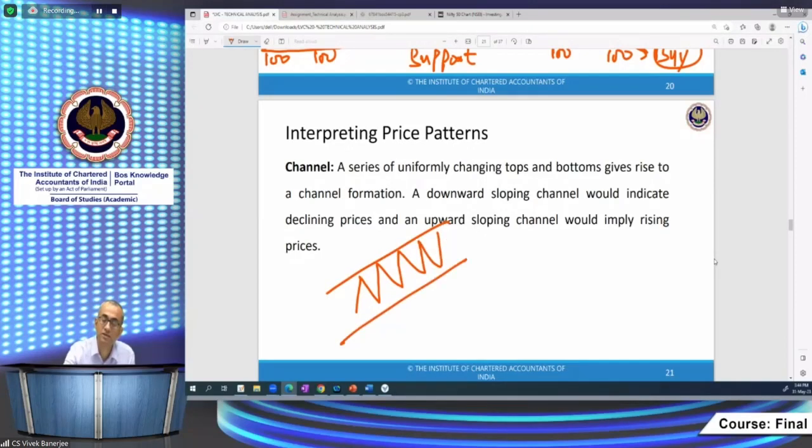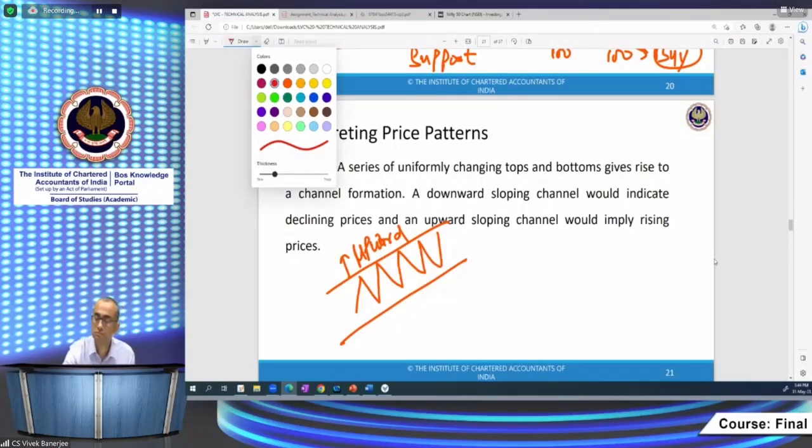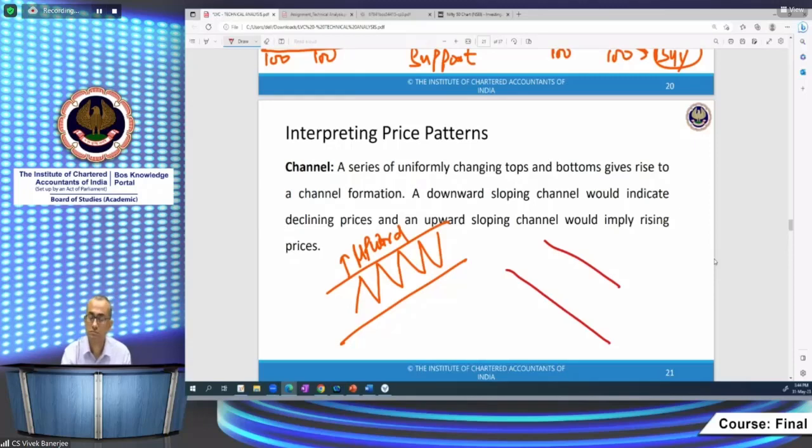So it creates a channel. This is an upward channel. So it is a downward channel.